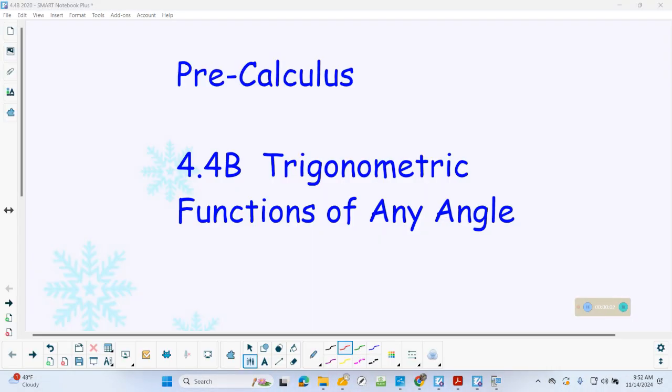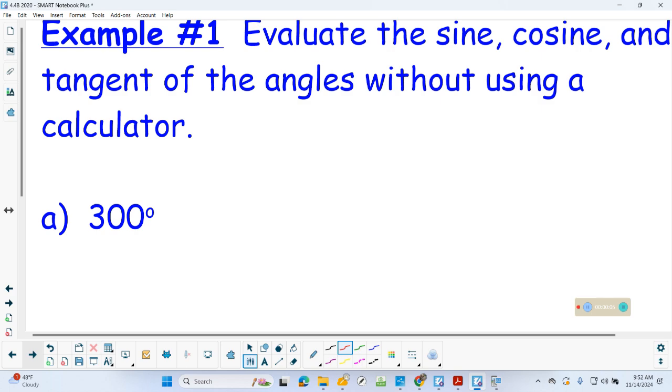But really a lot of review stuff, hopefully nothing too crazy. And be happy, there's no find all 6 trig functions today, because that's obnoxious. Okay, evaluate the sine, cos, and tan. So we're just going to do the main 3.